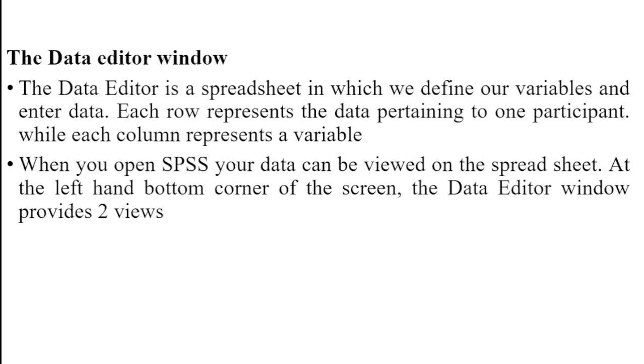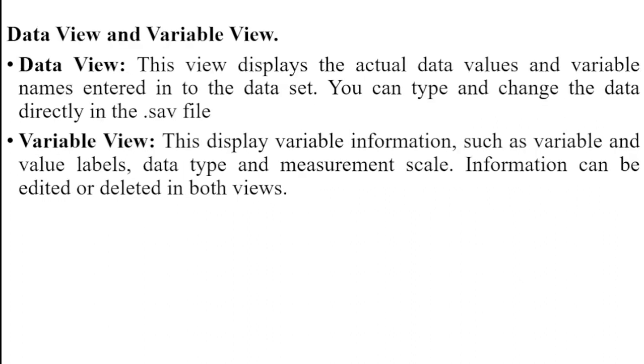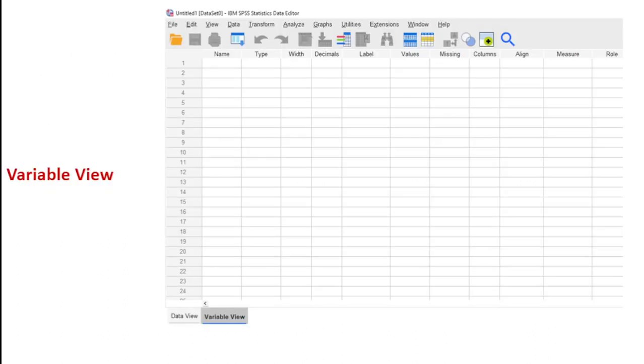In this data editor window, there are two views. One is the data view, the next one is the variable view. In the variable view, first of all we have to go to that variable view, then we have to define the variables. When we have defined the variables, then we can go into the data view to enter the data. So in that first window, we define the variables and we enter the data. This is our first window.